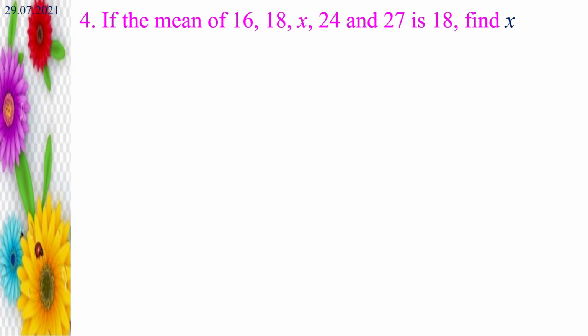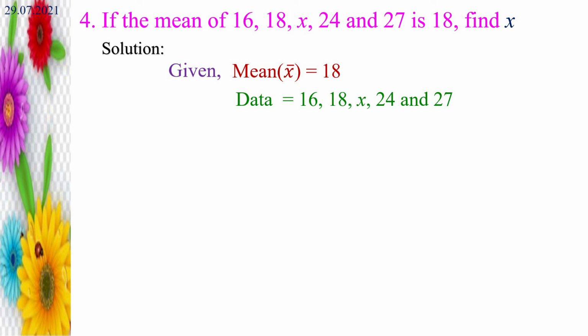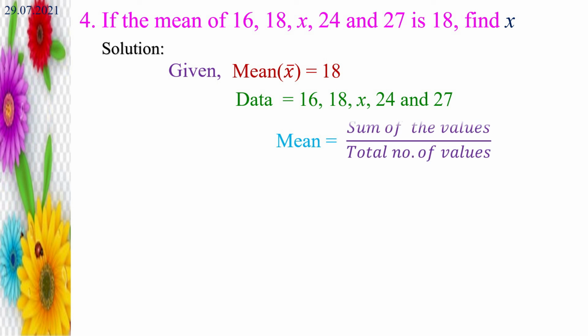Fourth sum, if the mean of 16, 18, x, 24 and 27 is 18, find x. Let us move to the solution. In the question, they have given that the mean, which is x bar, is equal to 18 and the data 16, 18, x, 24 and 27. Here the variable x is the unknown data. We have to find the value of x. We know the formula that mean is equal to the sum of the values divided by the total number of values. Here mean is 18, which is equal to 16 plus 18 plus x plus 24 plus 27 divided by 5.